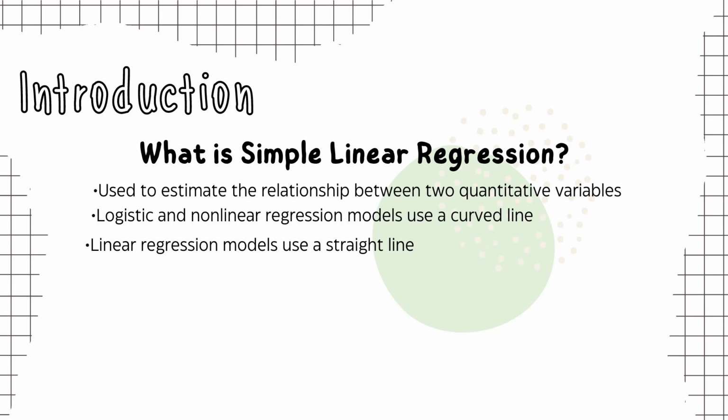A regression model describes the relationship between the variables by fitting a line to the observed data. Linear regression models use a straight line, while logistic and non-linear regression models use a curved line. Regression allows us to estimate how a dependent variable changes as the independent variable changes.